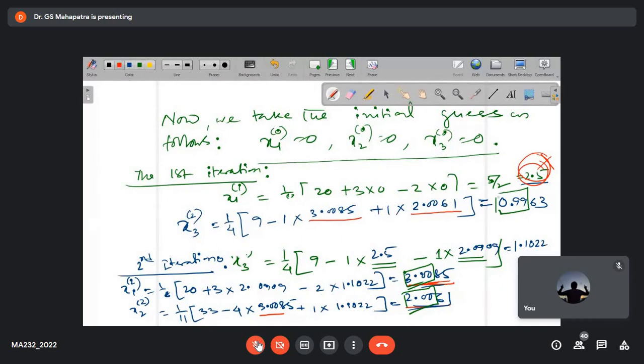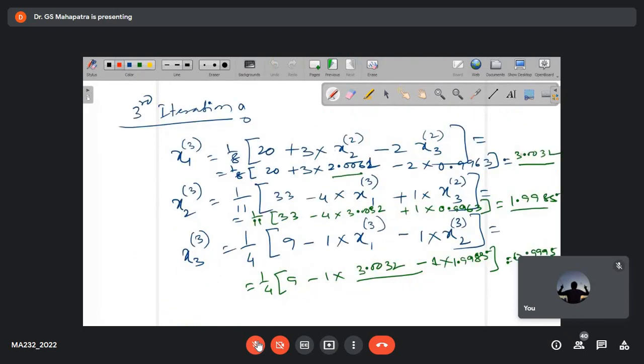In iteration 2, I will make a red box again. Correct up to 2 decimal places. And now the next one, if you go there, this is fine, matching, this is also matching, but this one only 0 0, it is not matching, so you have to go through. Okay, what is our original solution? Original solution 3 2 1, correct now? So if you do the next iteration, you will get the answer, sure.